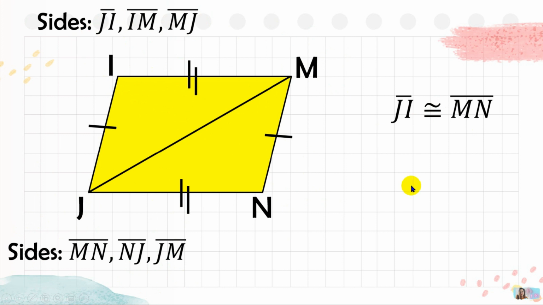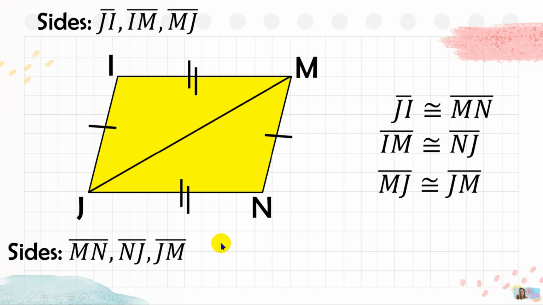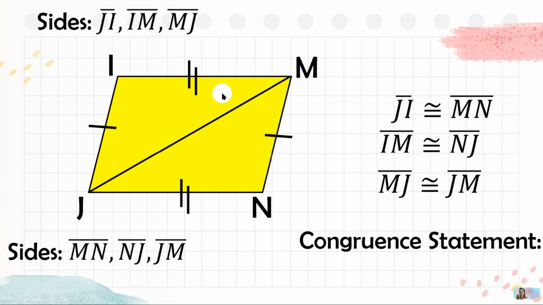So, we have side JI congruent to side MN, side IM congruent to side NJ, and side MJ congruent to side JM. Okay? Now, for the congruence statement, kapag hiningian tayo nito, ang ibibigay po natin ay ang pangalan ng dalawang congruent triangles. And they are triangle JIM congruent to triangle MNJ. MNJ at saka JIM.